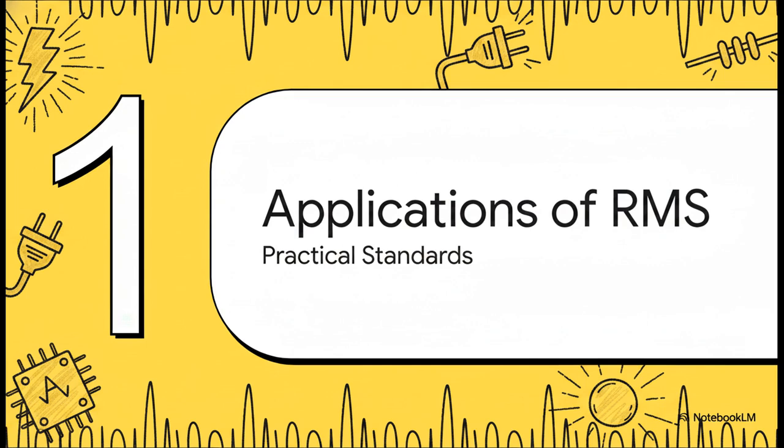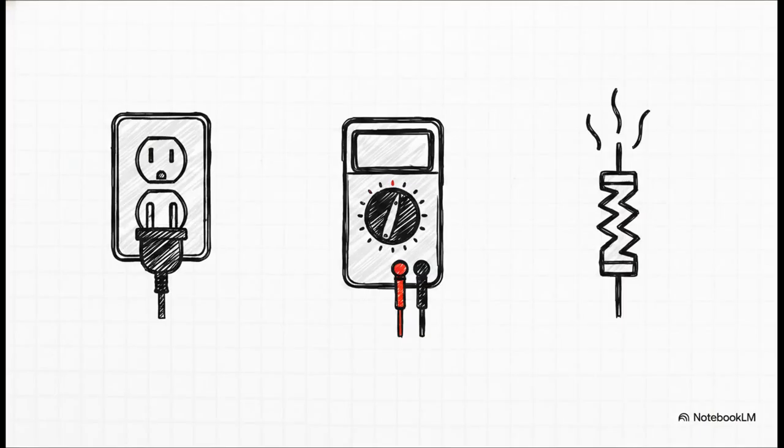Section 1. Applications of the RMS value. All right, before we get bogged down in the heavy math, we kind of have to ask the obvious question, right? Why do we even need these specific measurements in electrical engineering? Well, the root mean square, or RMS value, isn't just some abstract theory. It's literally the absolute practical standard for measuring alternating current.